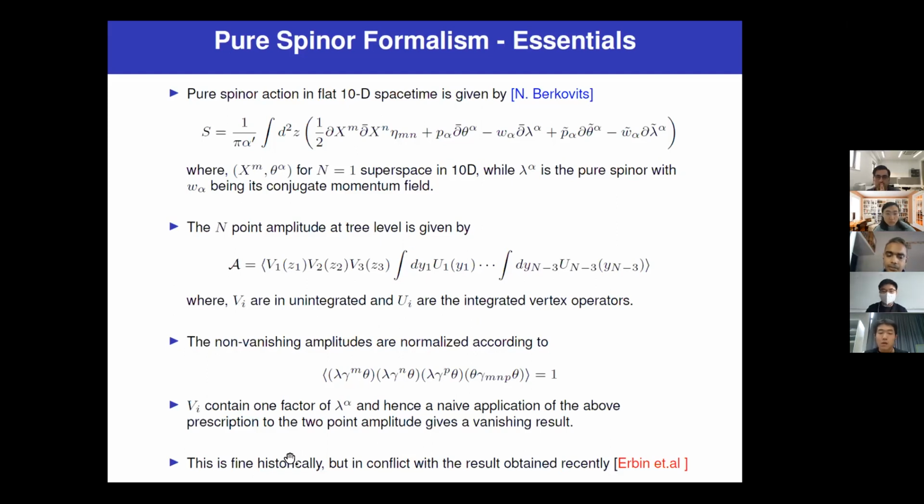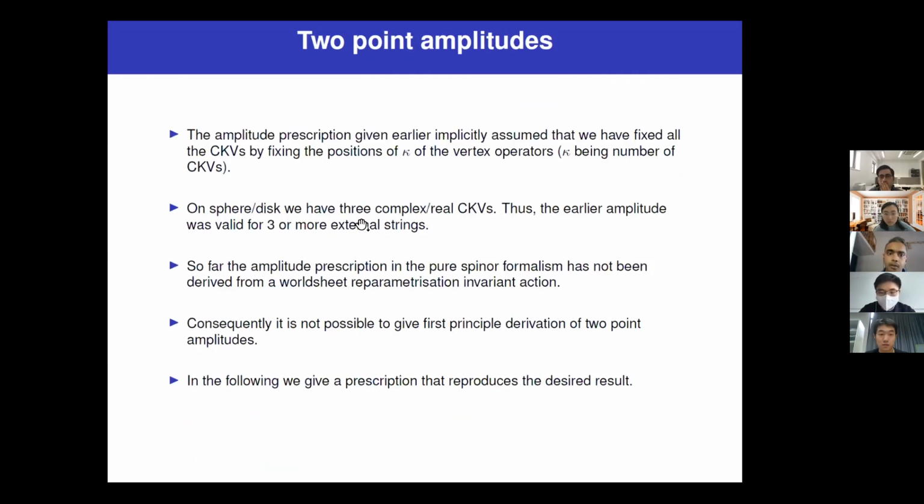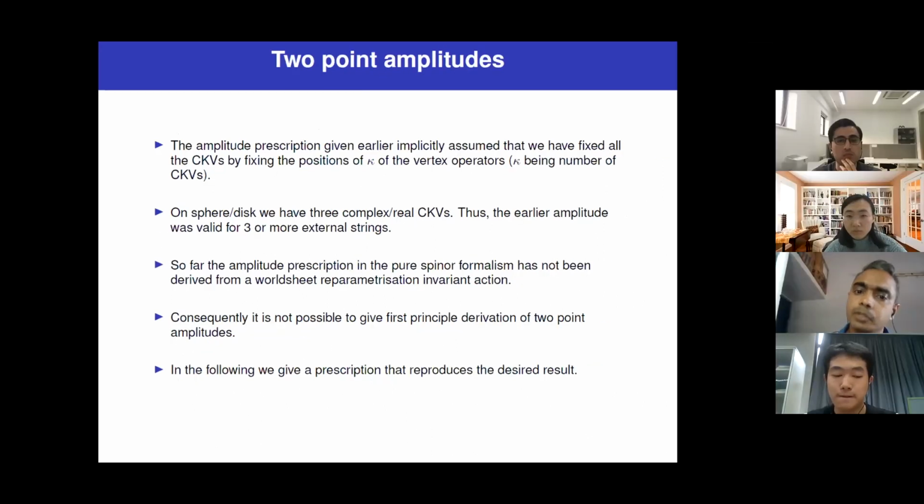But this is historically fine. However, this is in conflict with the result I just now mentioned. So why does this happen? The point is that the amplitude prescription given earlier implicitly assumed that we have fixed all the CKVs by fixing the positions of kappa vertex operators, where kappa is the number of CKVs. On a disk or a sphere, we have 3 CKVs. Thus, the earlier amplitude was valid for 3 or more external strings.